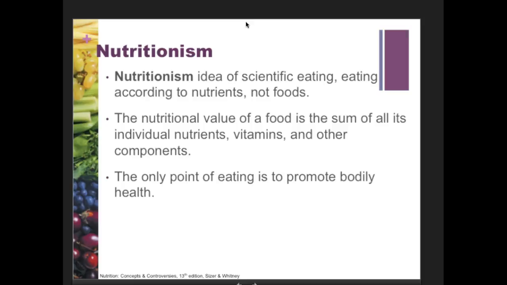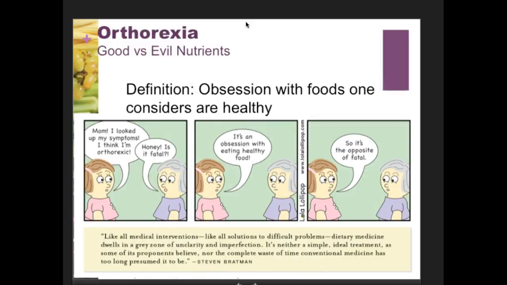And because of this, and we'll talk a little bit about where this came from and why we've seen such a rise in nutritionism, we've gone to really labeling nutrients as either good or evil, right? You've got good carbs or bad carbs, good fat or bad fat. And they've coined this disease as orthorexia, being somebody who is obsessed with foods one considers healthy.